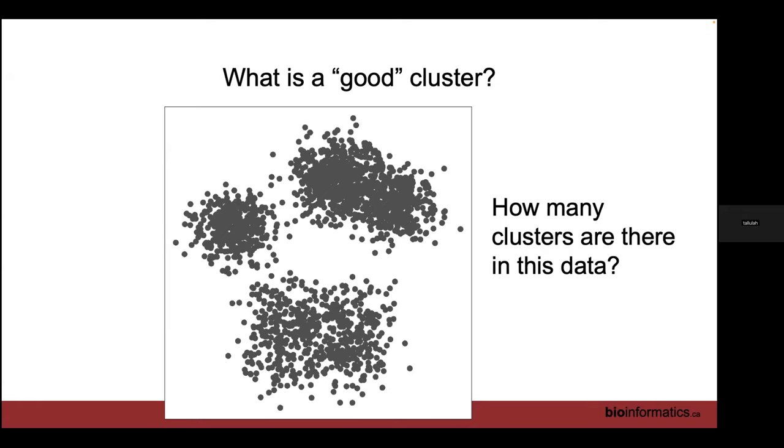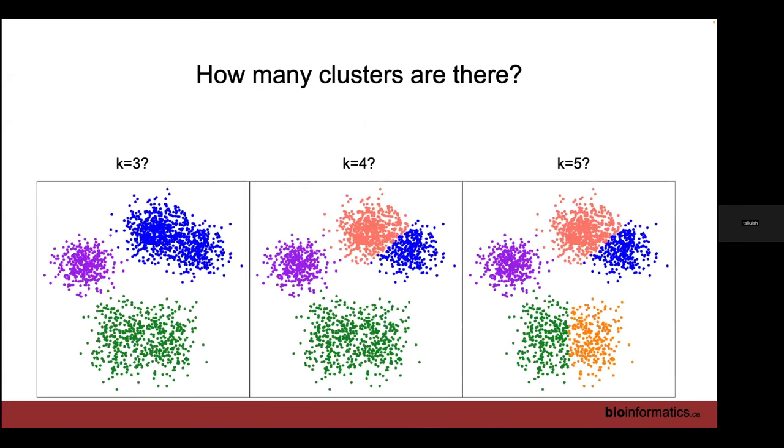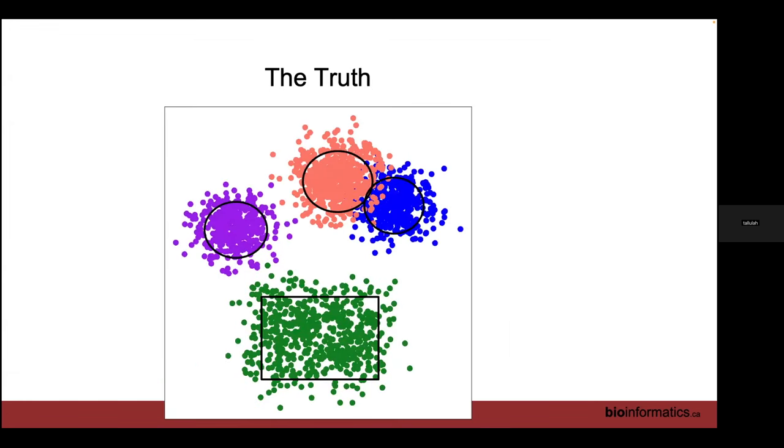Well, I generated this data, so I know how many clusters I created. All right, so these are my guesses for what you would think: 3, 4, 5, very possible. This is the truth. That's how I generated the data, from 4 different distributions: 1 square cluster and 3 round clusters. So you can see that even for people, it's hard to know how many clusters are in your data and what the right set of clusters is. So it's just as hard for algorithms to do it.